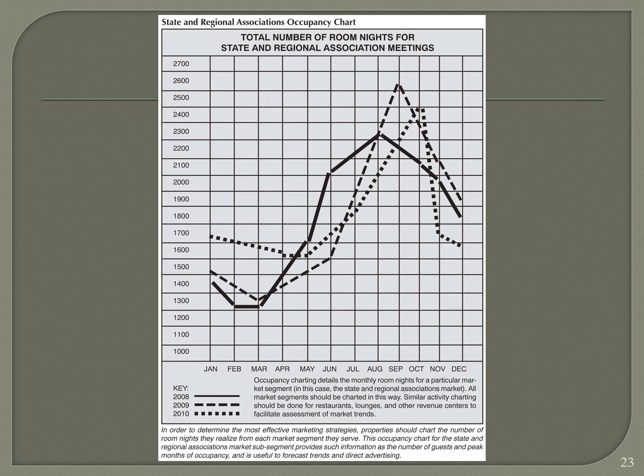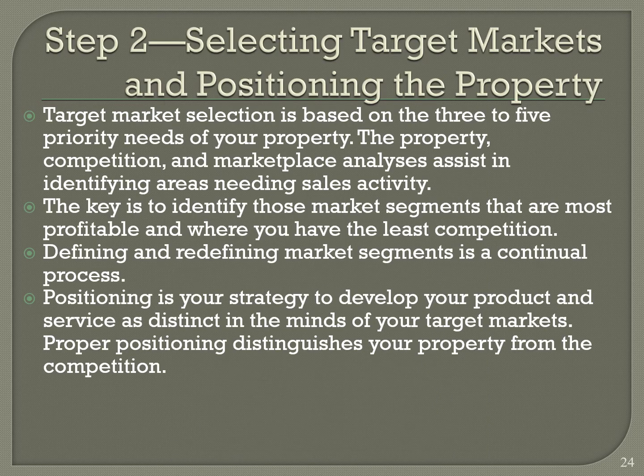I want to have a higher group rate. But if they call and they're interested in coming in February and March, I might give them a lower group rate just to get that food and beverage business. Okay? Selecting our target market and positioning our property.